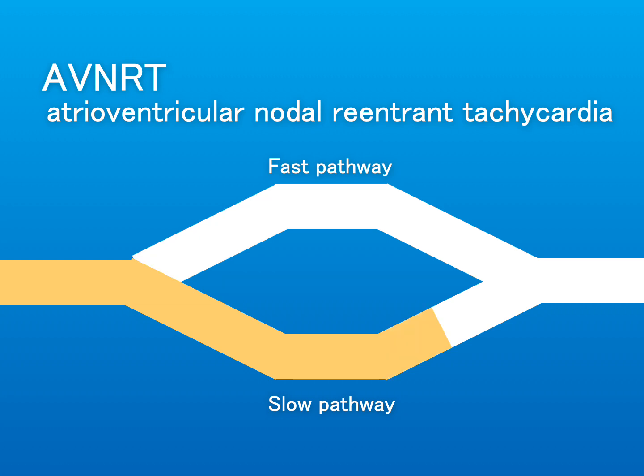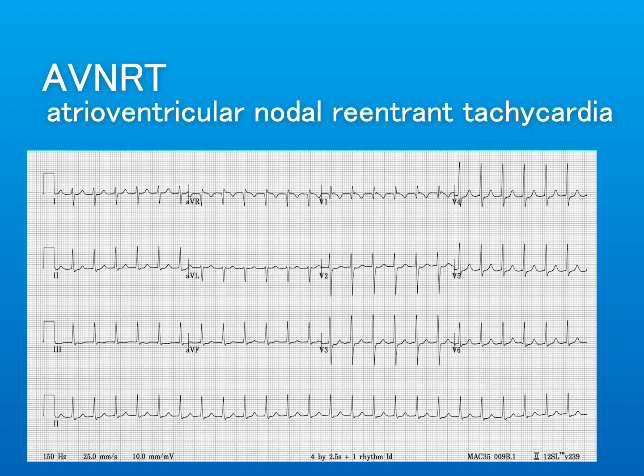By the time the impulse travels down the slow pathway, the fast pathway is now out of its refractory period, so the impulse will travel not only forward towards the ventricles but also in a retrograde fashion via the fast pathway. The outcome is a re-entry circuit. So when we're looking to identify AVNRT on the rhythm strip, we'll have a regular tachycardia with a sudden onset and a sudden termination initiated by a premature atrial complex. The heart rate will range between 140 and 220 beats per minute.